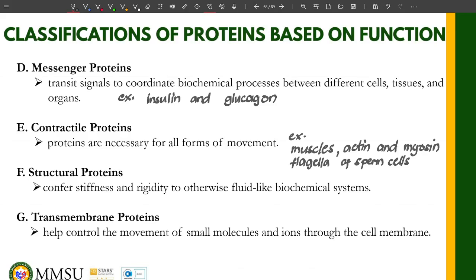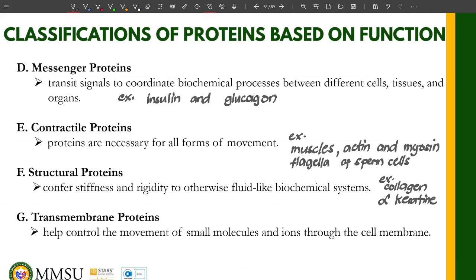From the name itself, it provides a structure. It would confer stiffness and rigidity to otherwise fluid-like biochemical systems. It gives structure. Examples of this one would be the collagen and the alpha keratin. Si collagen kasi, it is a component of a cartilage. And then si alpha keratin naman, it serves as a protective covering sa hair, fingernails, feathers, ayan, mga hooves, and several animal shells. So it gives structure or protective covering.